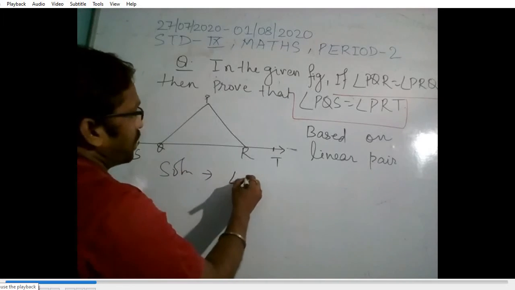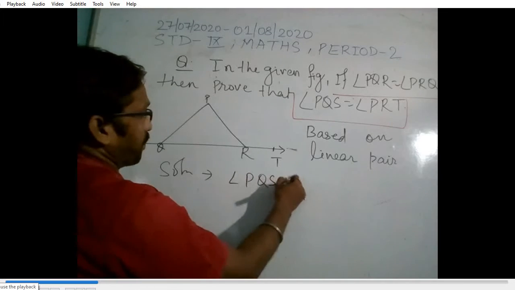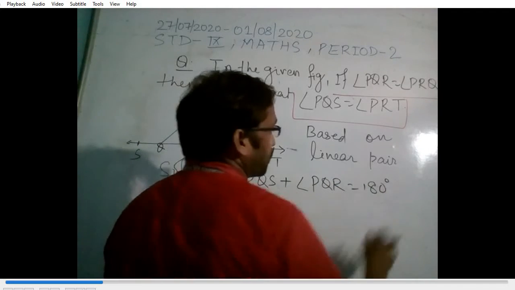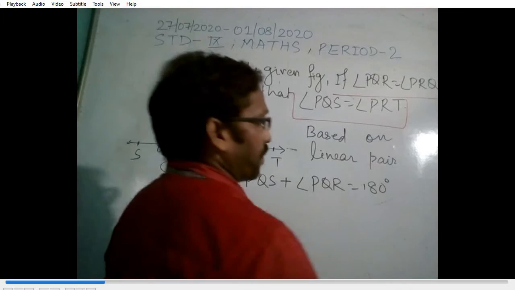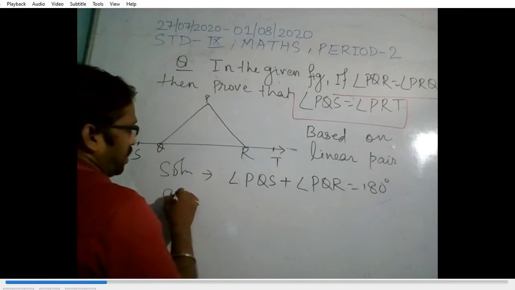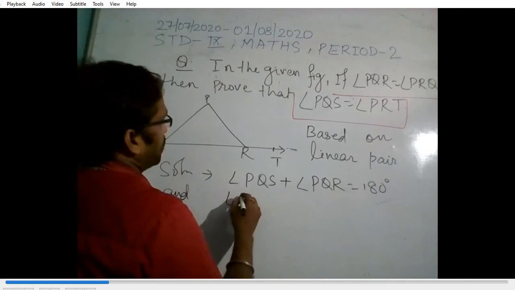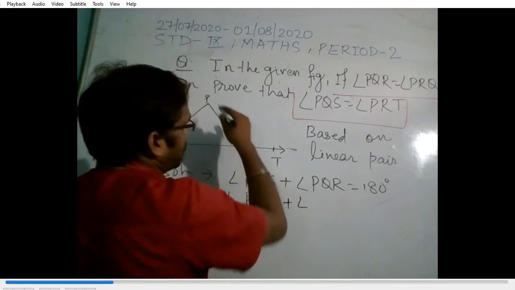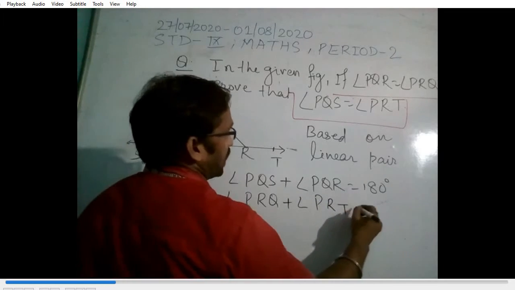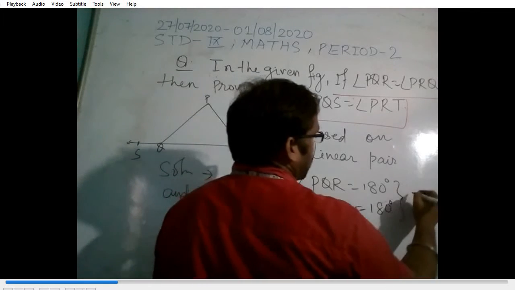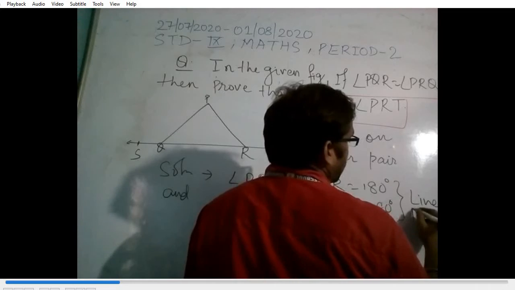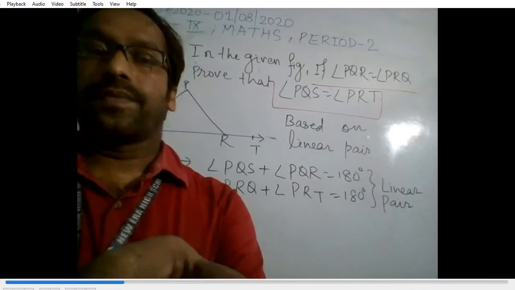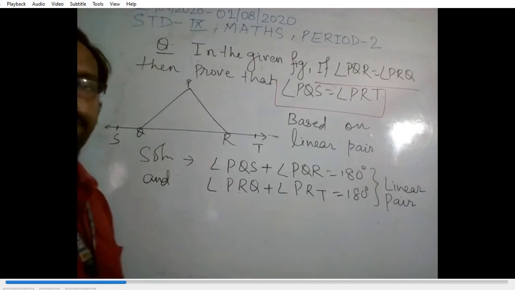That is, angle PQR is equal to angle PRQ. From the linear pair we can say angle PQS plus angle PQR is equal to 180 degrees. Similarly at point R, we can say angle PRQ plus angle PRT is also equal to 180 degrees because of the linear pair.